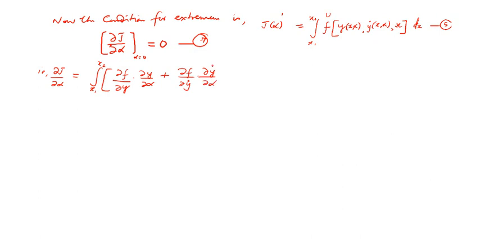What will be the next term? There was a term in x. Should I take dou f by dou x into dou x by dou alpha? That would be 0, because x is independent of alpha, so only this much is needed. And I have to put that the integral is with respect to x. Let me say this is some equation number 8 for the time being. It's a bit lengthy, but you can do it.